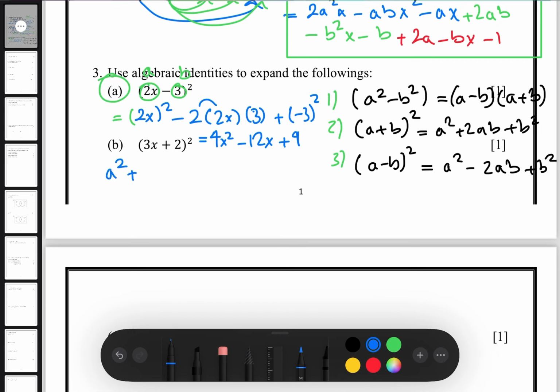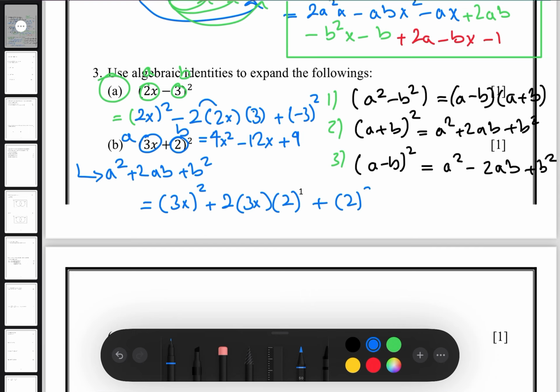So it's going to be a squared plus 2ab plus b squared. And keep in mind, 3x, this whole lot is a, and this whole lot is b. So we're going to be getting 3x squared. You're going to have to substitute the letter a inside of this formula, this one here. So 3x squared plus 2 times a, which is 2 times 3x, times b, which is 2, plus 2 squared.